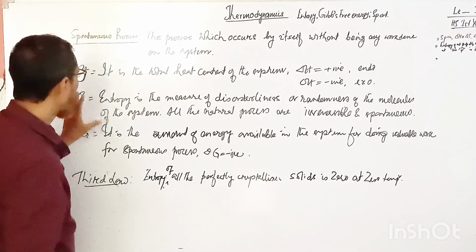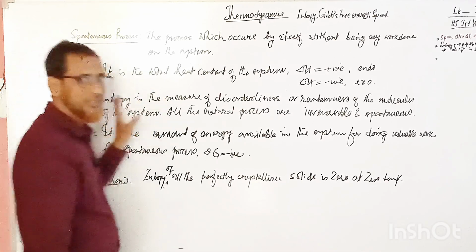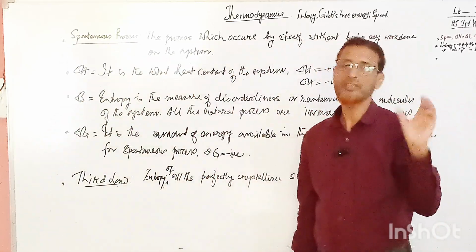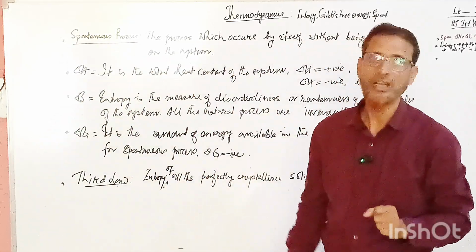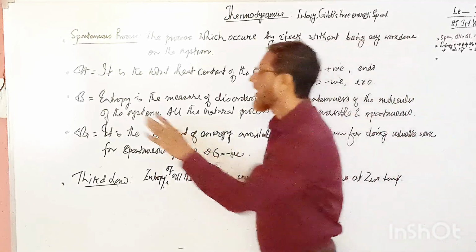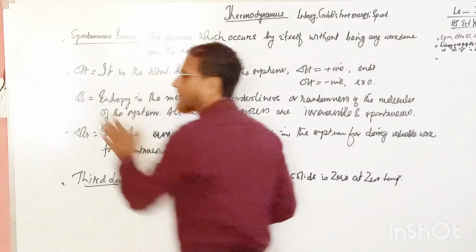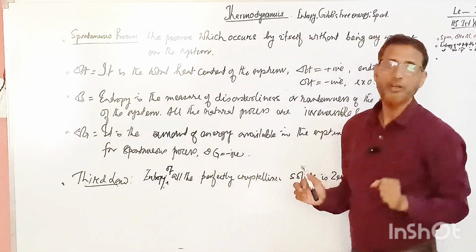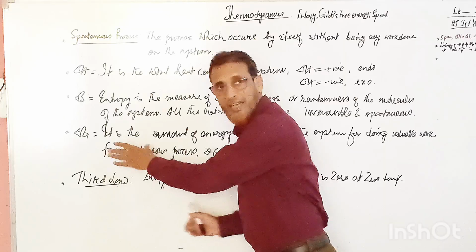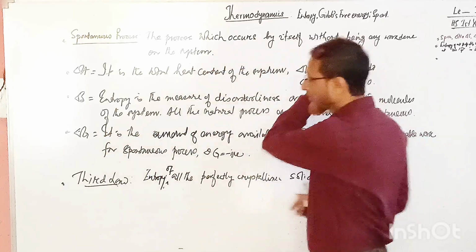What is entropy? Entropy I have already defined. Entropy is the measure of the disorderliness of the system or the randomness of the molecules in a system. It is the measure. So the entropy we will define mathematically as Q by T, or dQ by dT. We have already done this in the previous class. Now what is del G? This is the main topic of today's class.